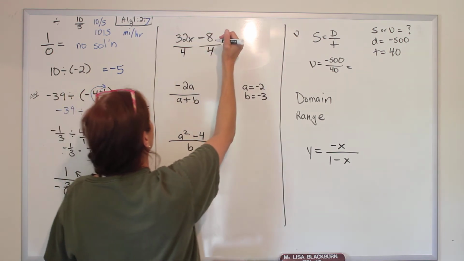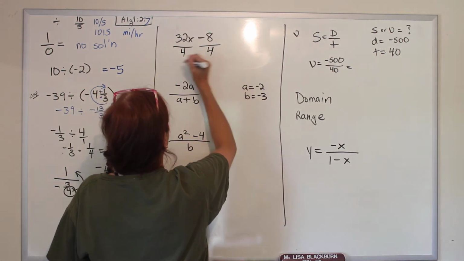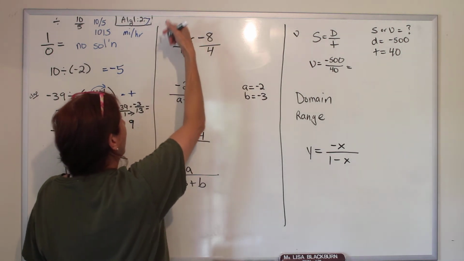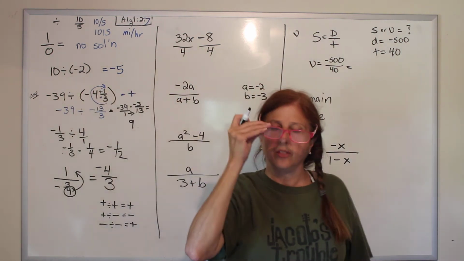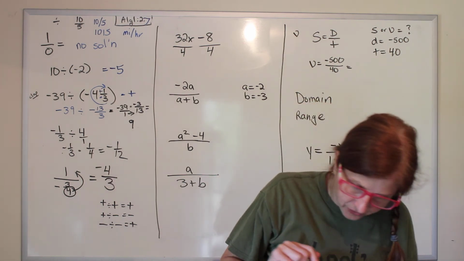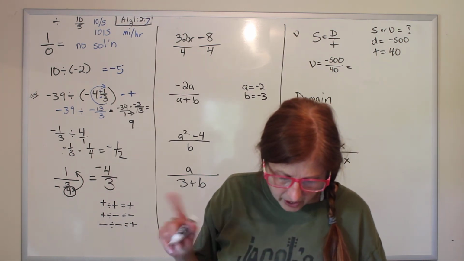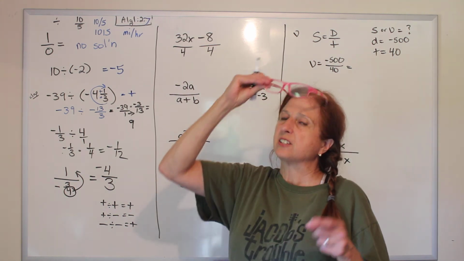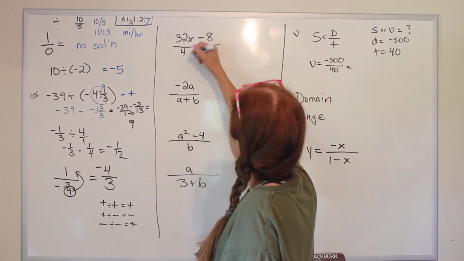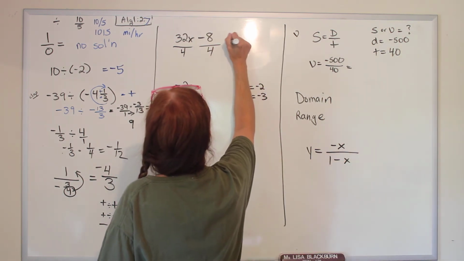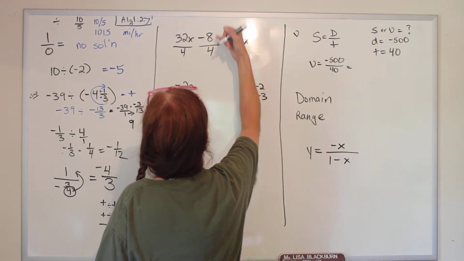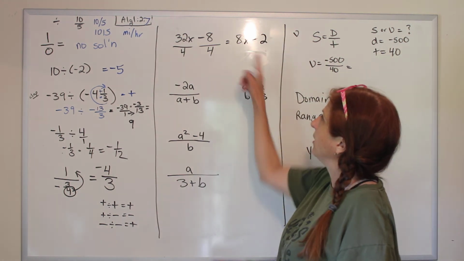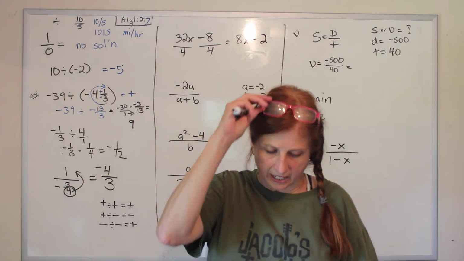So we're going to put the 4 in there, and we can divide out the 32 and the 4. We don't have to worry about the x. That's only with adding and subtracting. Okay, so 4 goes into 32 8 times, so we have 8x, and 4 goes into 8 2 times. We can't do anything else because they don't have the same letters with the same exponents.